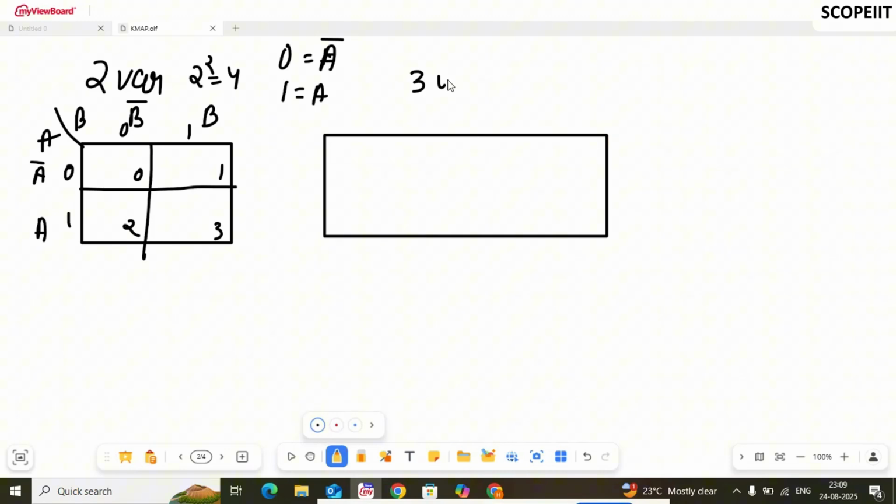So this is the K-map for 3 variables. As we said, 3 variables, so downside I am writing A and upside, for example, B and C. And 2 to the power 3 is how much? It will be 8. So how many blocks we will draw? 8 blocks.